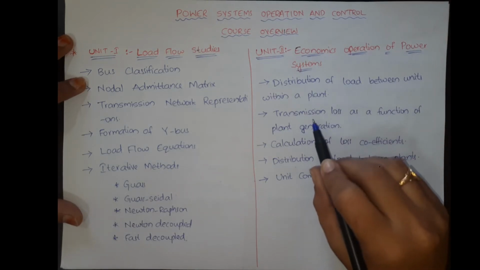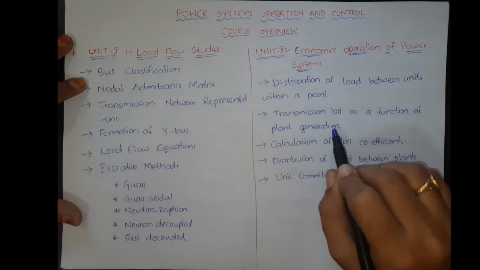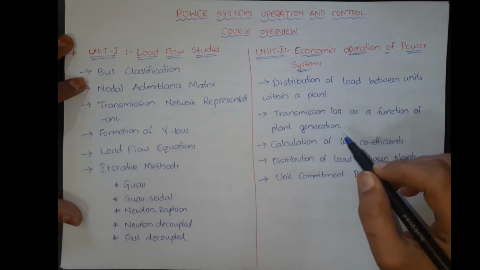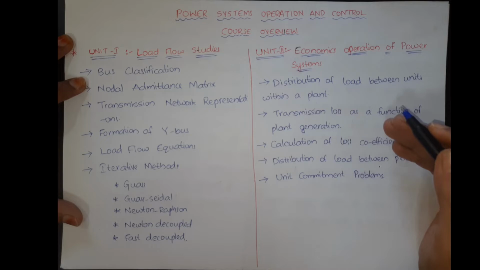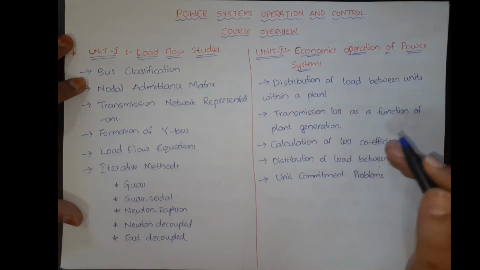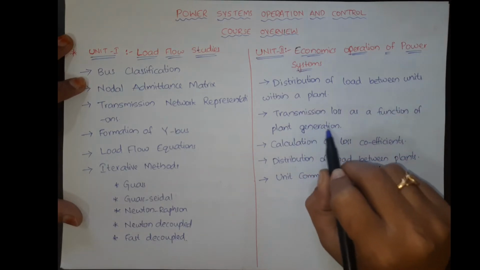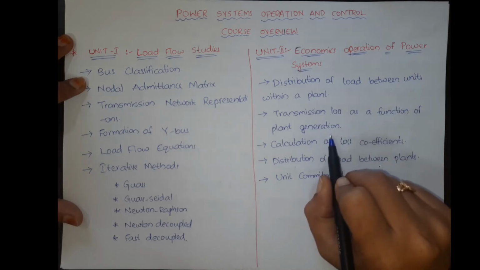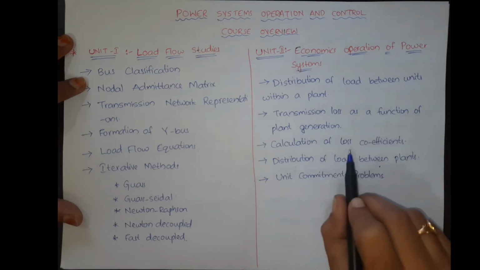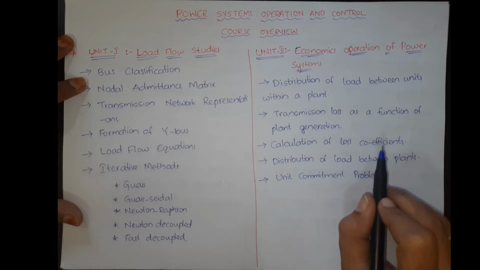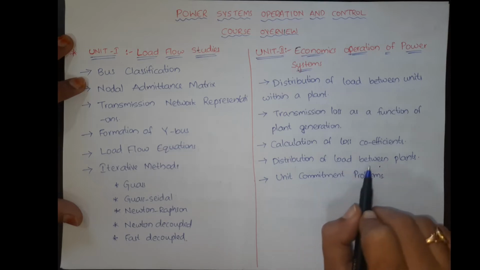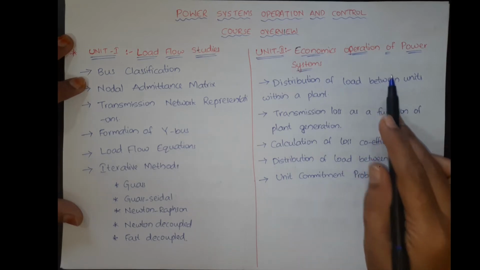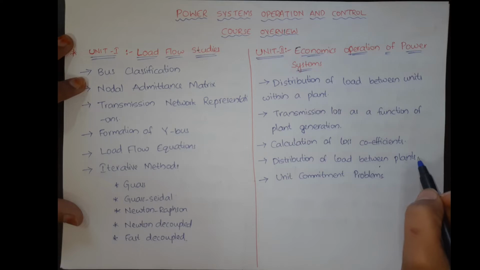So the next topic is transmission loss as a function of plant generation. So when compared to how much generation is happening, we'll be comparing that with how much loss is taking place during transmission, right? So that is this topic, transmission loss as a function of plant generation, right? Next one is calculation of loss coefficients. So that means the mathematical representation of that loss. Also distribution of load between plants, the same as topic 1 but with mathematical representation.